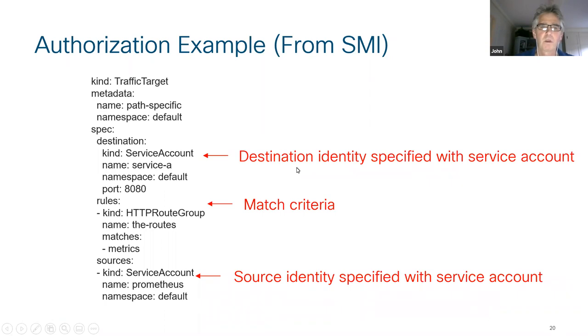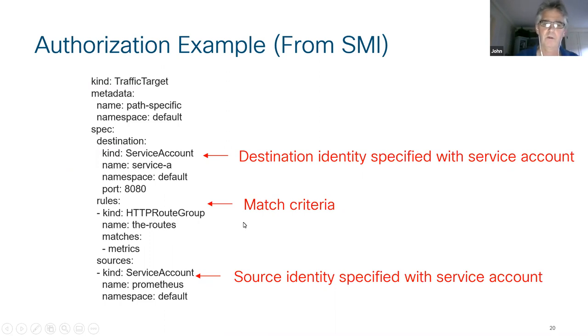So what I did to show this is an example from the SMI API, if you will. This particular example, a very, very simple example, shows that you're specifying a destination identity via service account. You're expressing some ports that will be used in the destination and namespaces. Then you're specifying a match criteria, and in this case, you're just referring to another API object. And that API object, in this case an HTTP route group, can talk about the different HTTP paths or routes within the layer 7 that should be authorized or prevented.